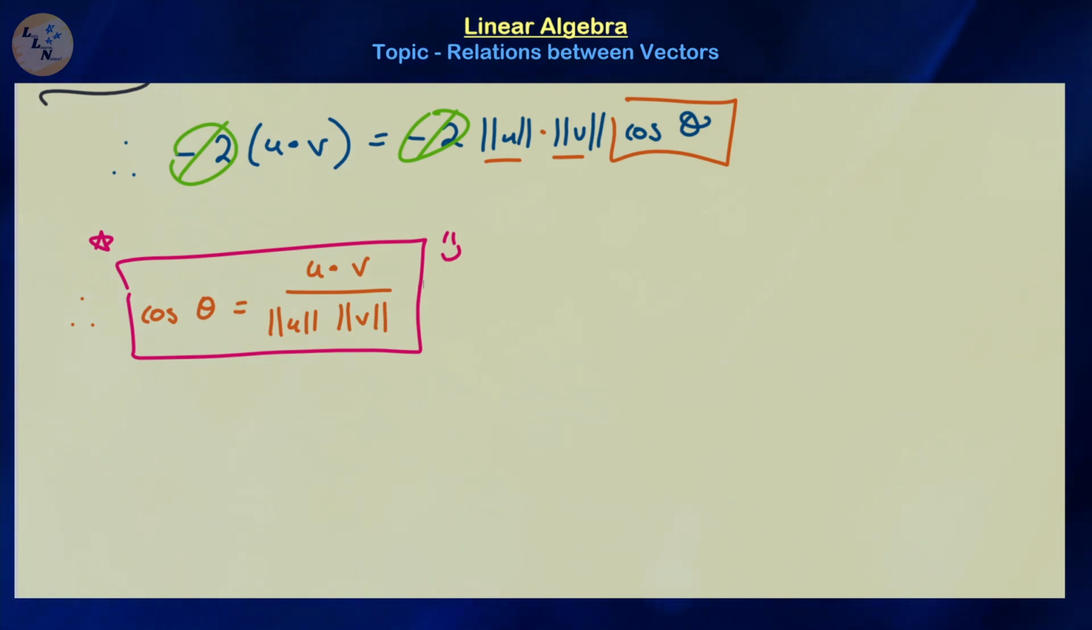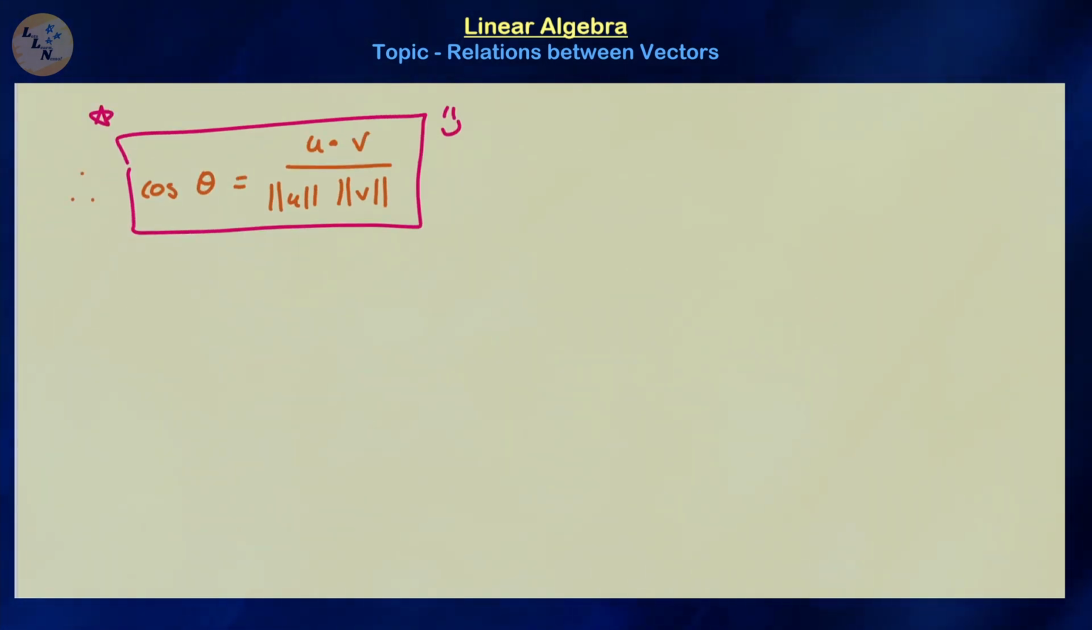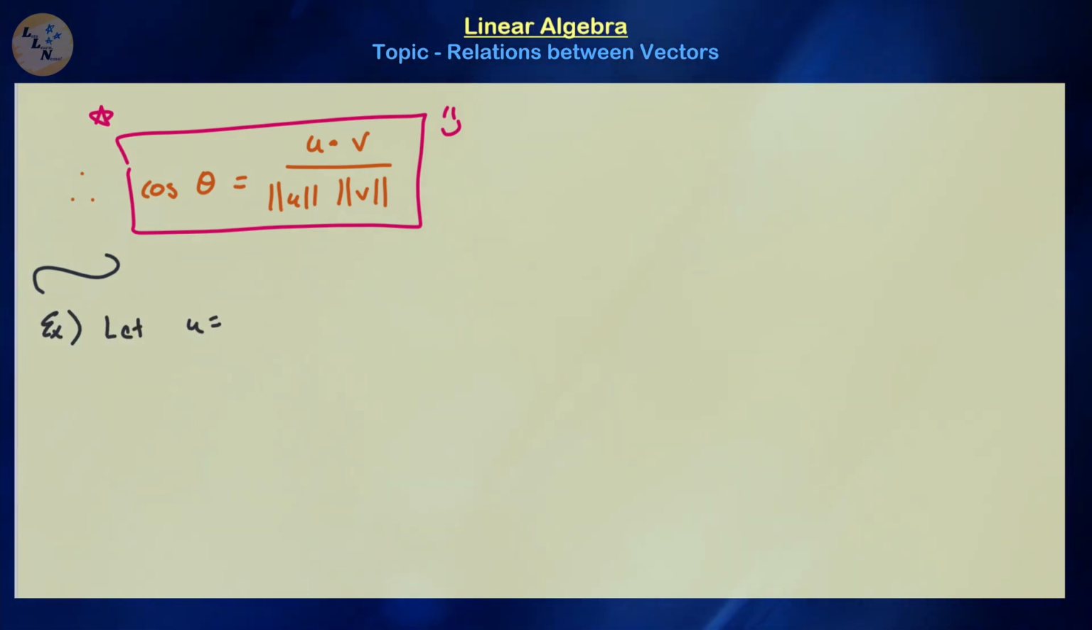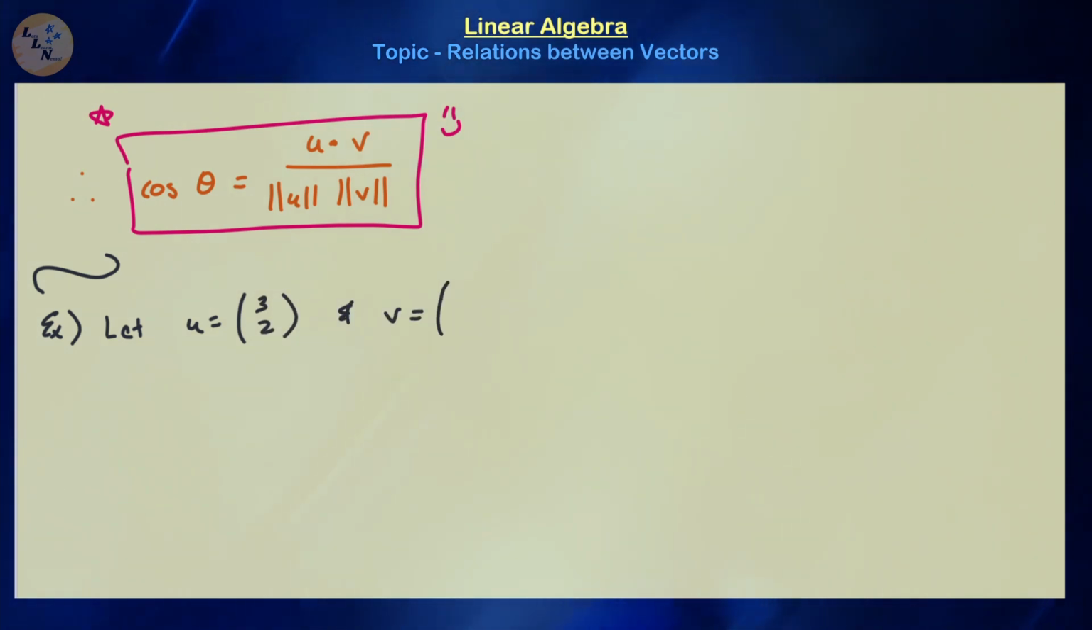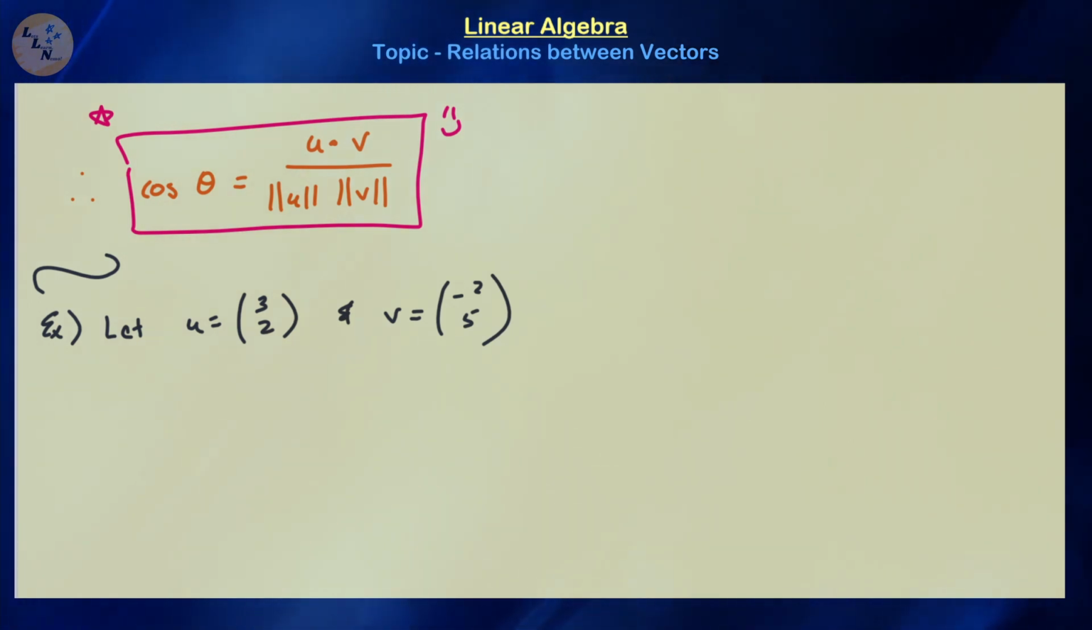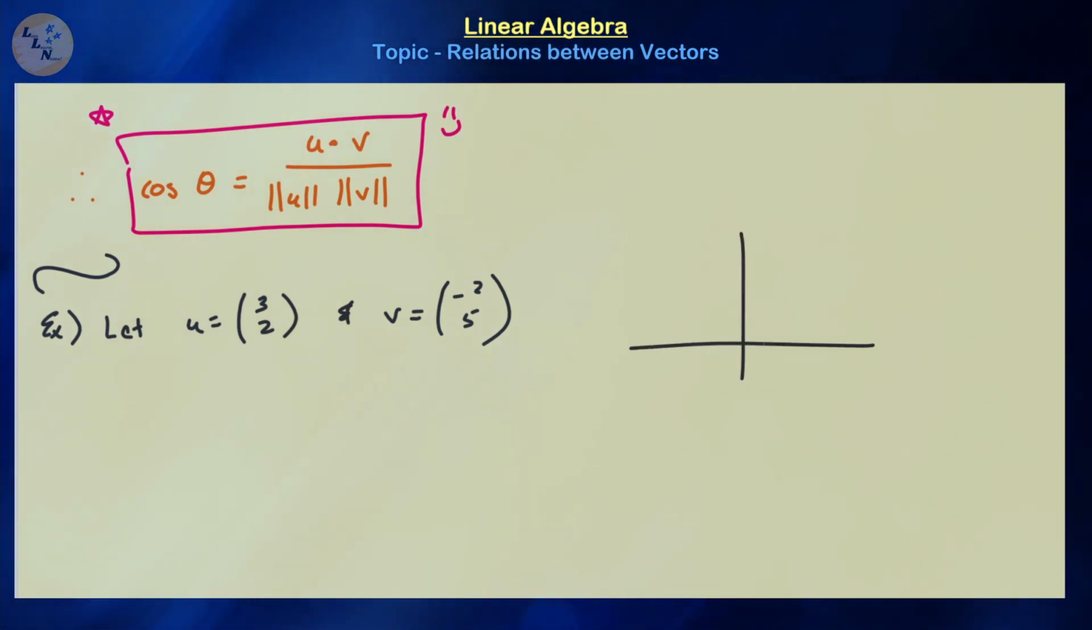So let's just do a little numerical example to see how we're going to use this result and what it implies. Let us assume u is the vector (3, 2), and let's choose another vector v to be the vector (-2, 5). So what we want is to find the angle between them.